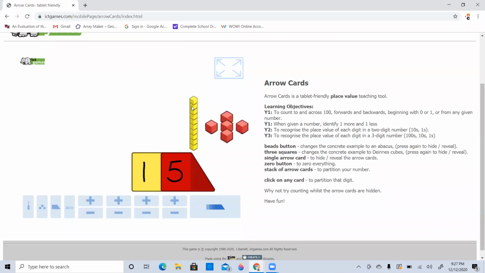So here's 15. If you take a look here, we have a 10 rod. And what that 10 rod means is if we count each individual one, we're going to do this one time. 1, 2, 3, 4, 5, 6, 7, 8, 9, 10. So we have 10 right there. And then we have five ones. 1, 2, 3, 4, 5.